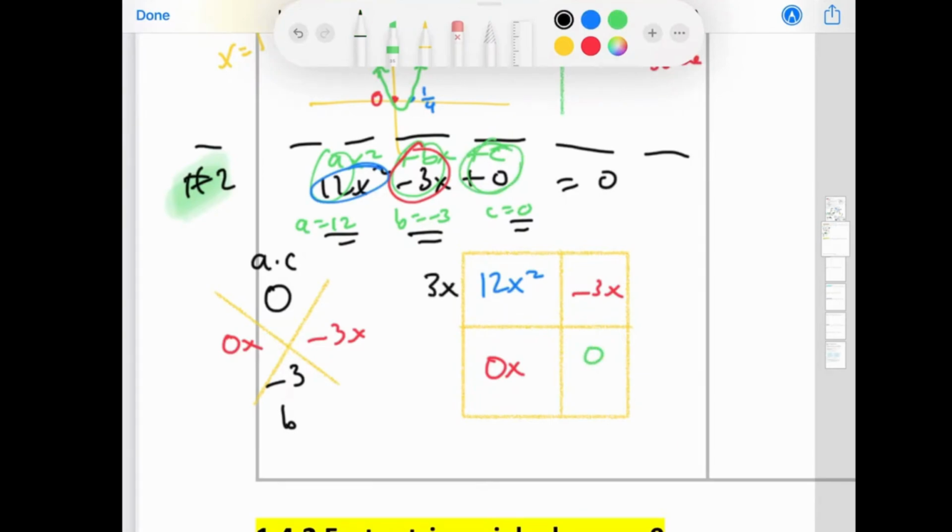3x is our greatest common factor for that row. 0 is the greatest common factor... 0x. Actually, that's wrong. And I'm thinking ahead to check my answer. 4x and -1.